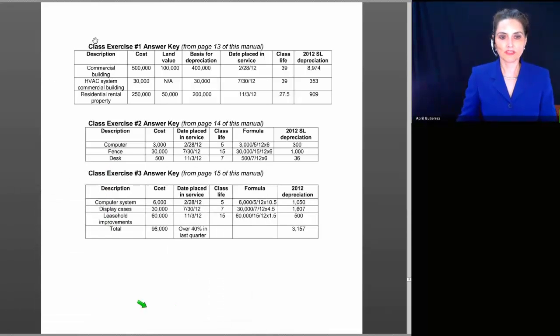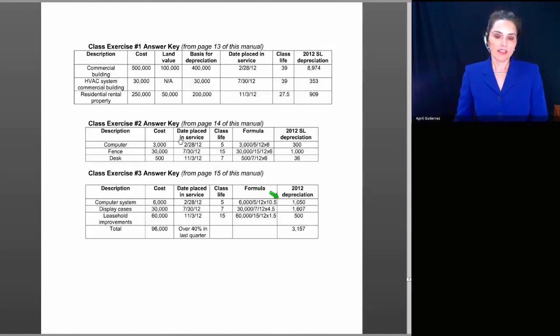So you can see classwork exercise number 1. We've gone through and shown you the class life of each asset, the depreciation that we calculated. On classwork exercise number 2, I do actually have the correctly rounded number at $36 in the answer key. And then for classwork exercise number 3, I've actually put the formula in for you. 6,000 divided by 5 divided by 12 multiplied by 10.5 is 1,050. So those are all the correct answers, and you got the final one.